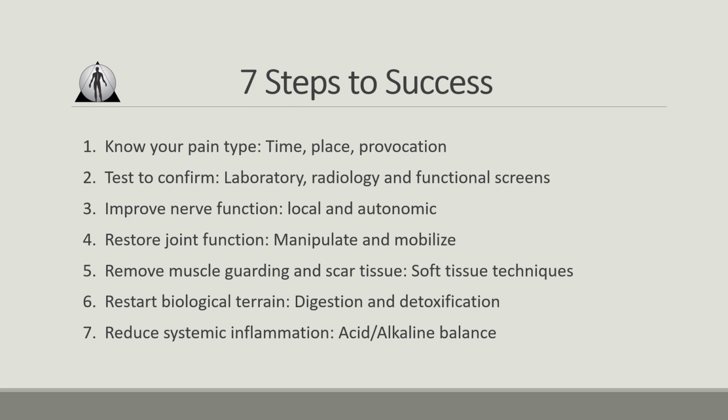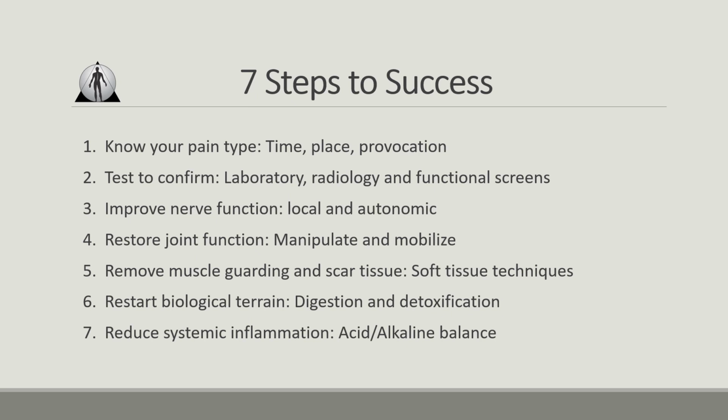What kind of tests can you do to confirm it? Both laboratory, radiology, and those functional biological terrain tests. Where are you right now? What can you do to improve your nerve function, both local? If you have nerve compression in the back, you better decompress that nerve. And if you have autonomic issues, where the sympathetic nervous system is overactive, you've got to come up with strategies to calm it back down.